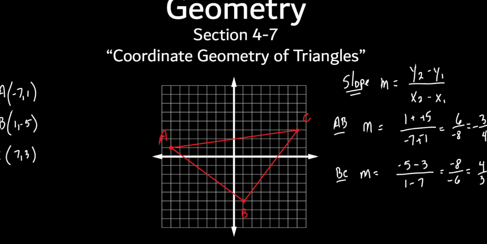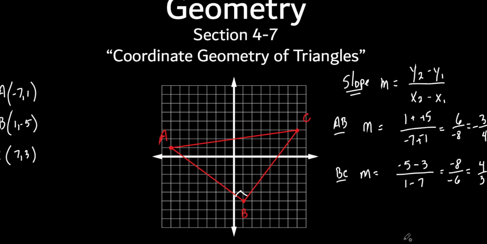Now, do you see something with AB and BC? This is -3/4. This is positive 4/3. They're negative reciprocals. So what must be true about those two lines then? No, they don't have the same slope. They're completely different. They're perpendicular. That's right. They're negative reciprocals of each other. So what could I say about AB and BC? They are perpendicular, which means it forms a right angle.